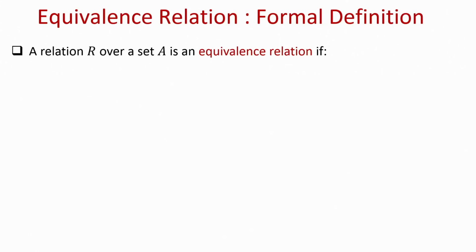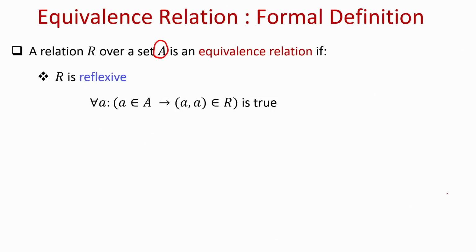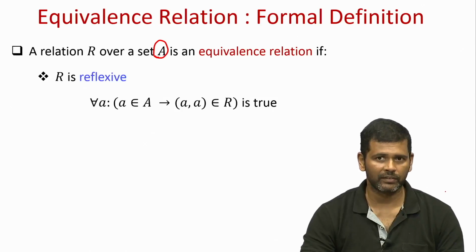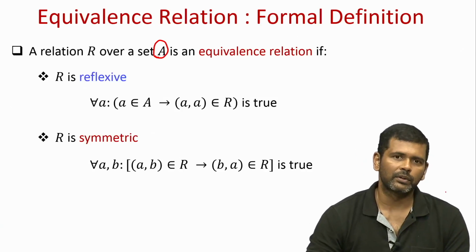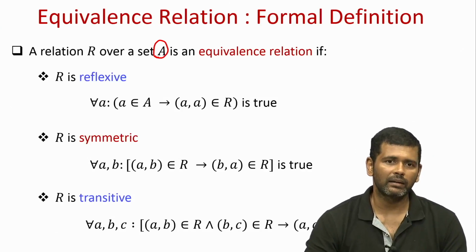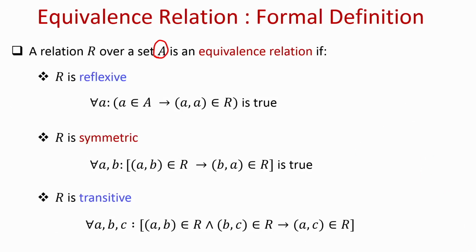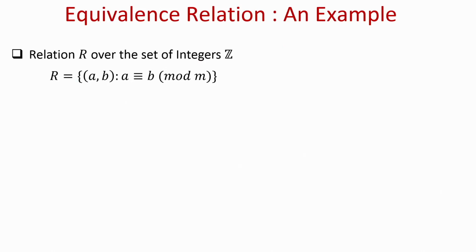So, what is the formal definition of an equivalence relation? It is a relation over a set A which satisfies three properties, namely the relation should be reflexive, the relation should be symmetric, and the relation should be transitive. It should satisfy all these three properties. If any of these three properties is not satisfied, the relation will not be called an equivalence relation. So, let us see an example.